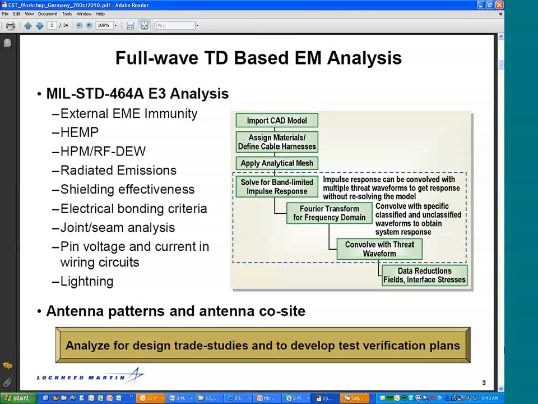So these tools are very helpful to analyze and support trade studies. When you are working with a team, you can't wait to build the first vehicle to find out if you're okay. You need to be making decisions along the way with the team and defending various features that are important to EMI, EMC, and lightning.